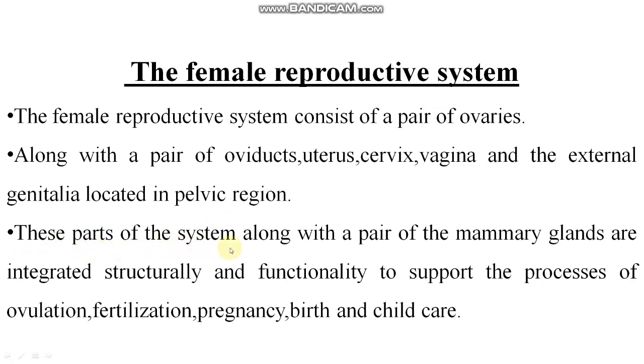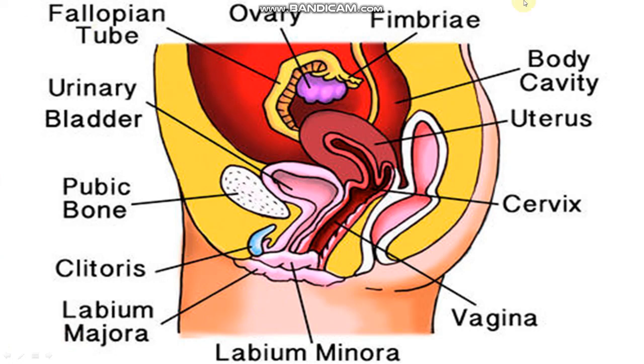These parts of the system, along with the pair of mammary glands, are integrated structurally and functionally to support the processes of ovulation, fertilization, pregnancy, birth, and child care. Clear? This is the diagram of the female reproductive system.